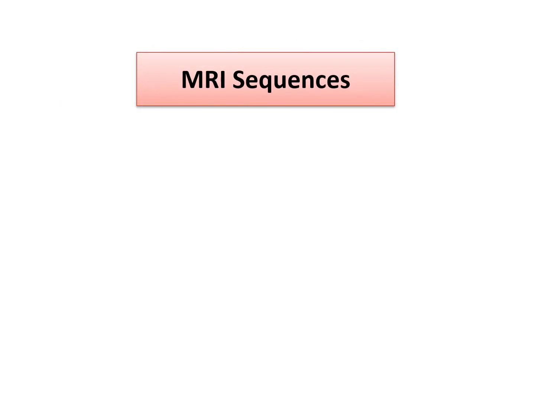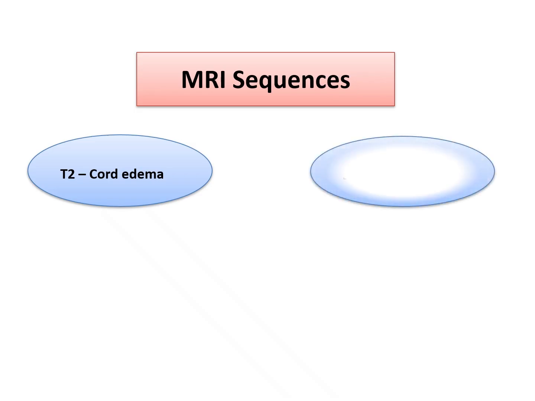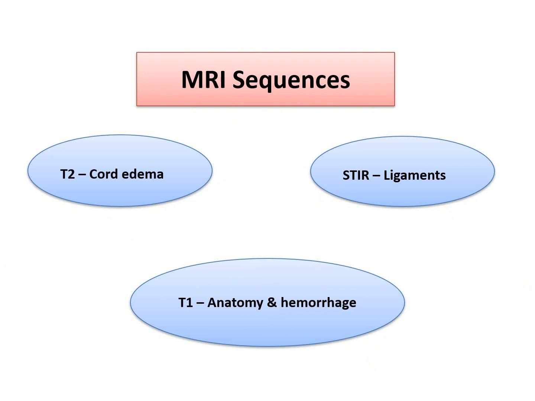Now, the MRI sequences used for the evaluation of spine injury: T2 for cord edema, STIR for ligamentous injury, and T1 for the anatomy of the spine as well as to evaluate spinal cord hemorrhage.